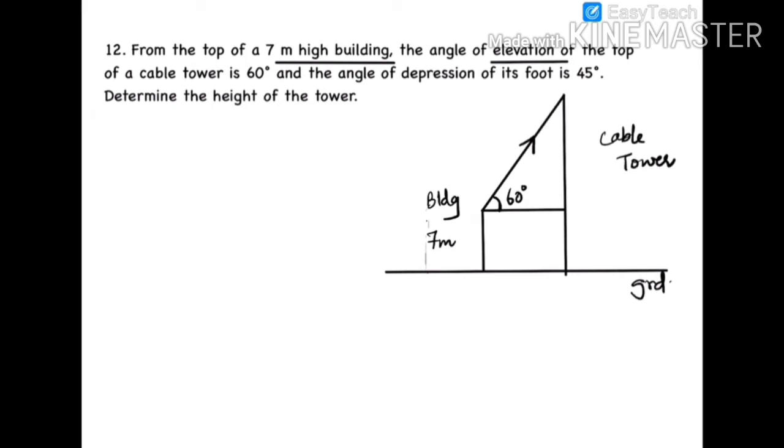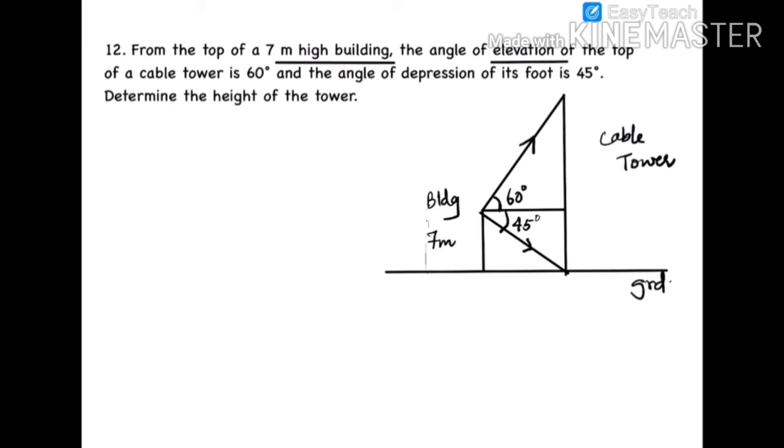And it is also given that the angle of depression of its foot is 45 degrees. That means from the same point on the top of the building, the observer is looking at the foot of the tower to make an angle of depression. Recall that an angle of depression is made when an observer lowers his head to look at the object or point of view. So let's join the observer with the foot of the tower. So now this is the line of sight, which makes an angle of 45 degrees with the horizontal level of the eye.